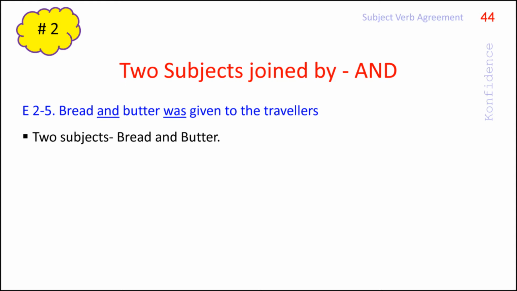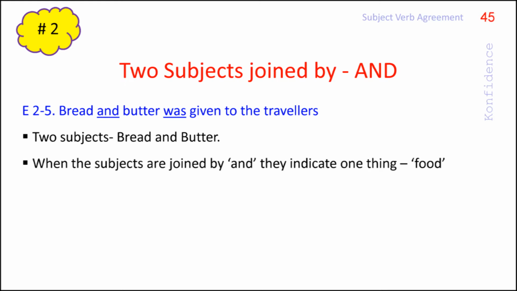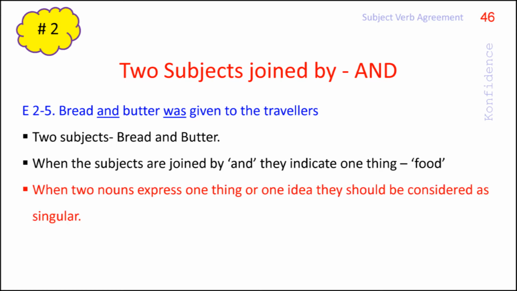In the fifth and the last sentence, there are two subjects, bread and butter. Yes, they are two different things. But in this sentence, when they are joined by and, they indicate one thing. Here, bread and butter stand for food. When two nouns express one thing or one idea, they should be considered as singular. So we use a singular verb with them. That is why in the given example, instead of were, was is used.